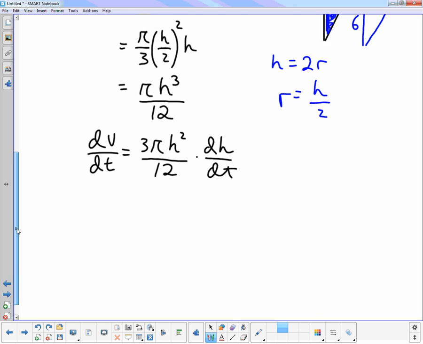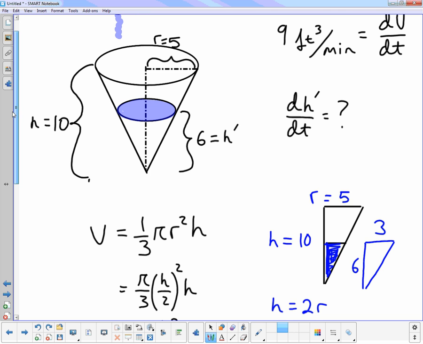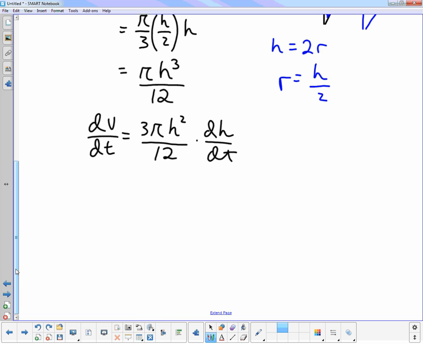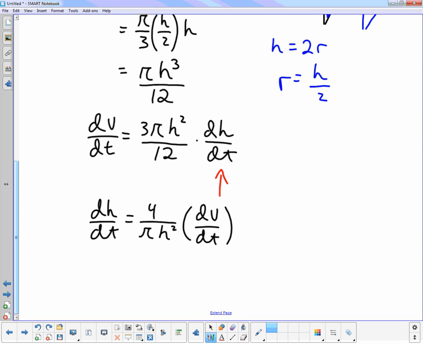What am I really looking for? I'm looking for dH dt. And we have dV dt. So this is what we're looking for, right? So dH dt is equal to 4 over pi h squared dt, and the reciprocal of dV dt. Actually, no, dV dt. So I just moved everybody over to the left.